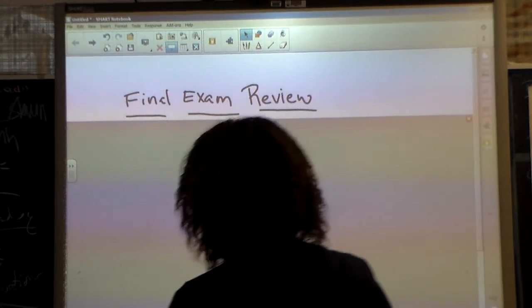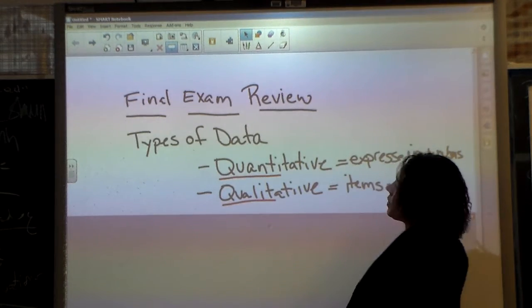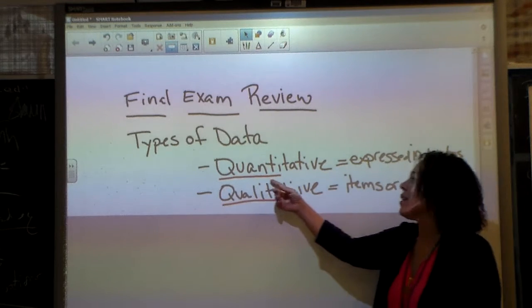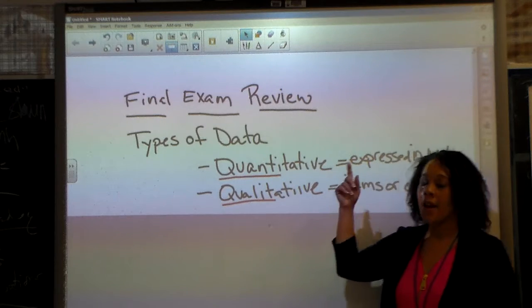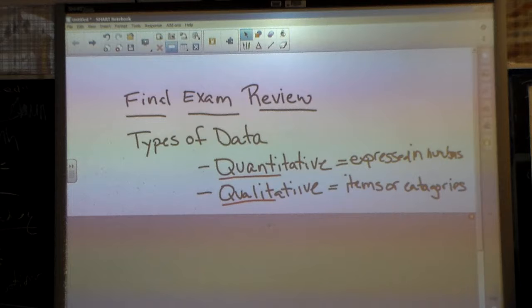Excellent. So the first thing we want to look at are a couple different types of data, okay? So there's two types of data that we have talked about. The first one is quantitative, and notice that I underlined quantity, and that denotes things that are expressed in numbers. So the quantity of something, the numbers. So that's how you'll be able to recognize.